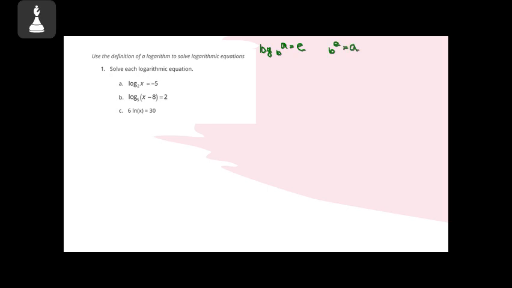So if I take A, I have log base 2 of x equals -5. So the base is 2. The exponent is then the -5, and the answer is x because it's base, answer, exponent. And then I can just figure out what is 2 to the -5th. Well, 2 to the -5th is 1 over 2 to the 5th, which is 1 over 32. And that is the answer.